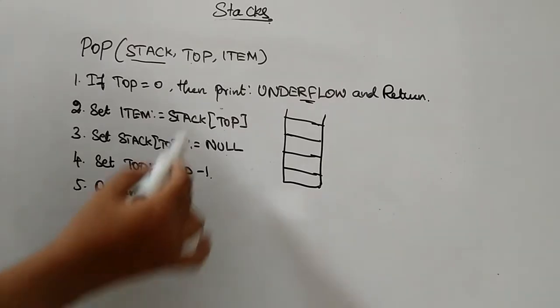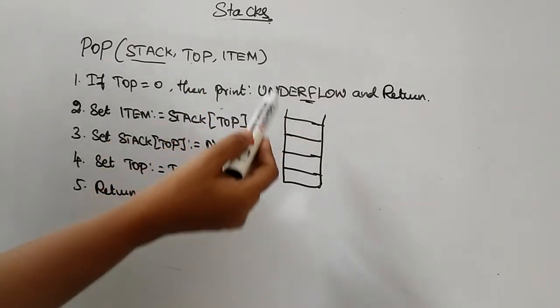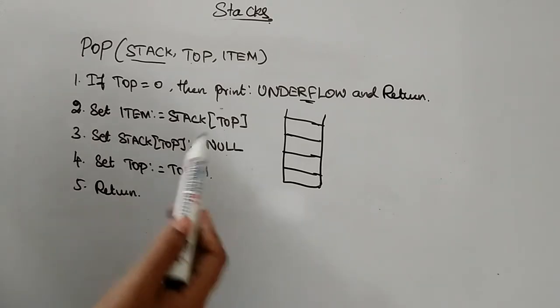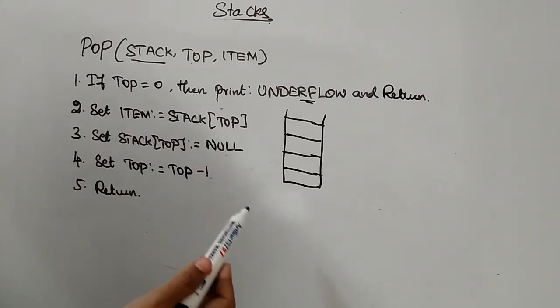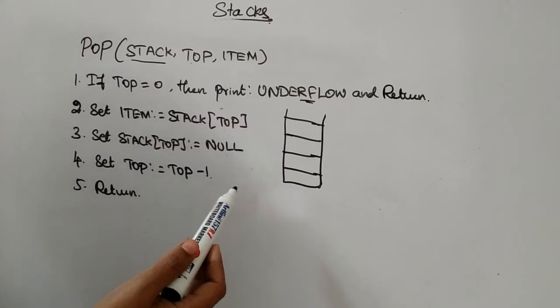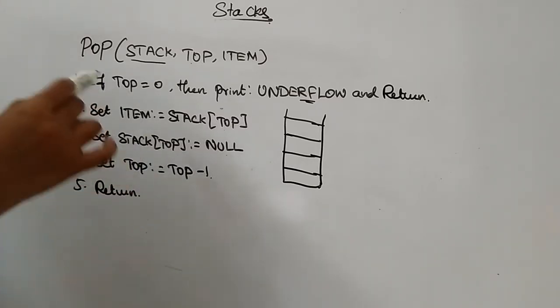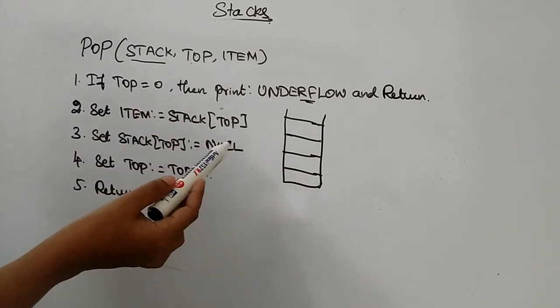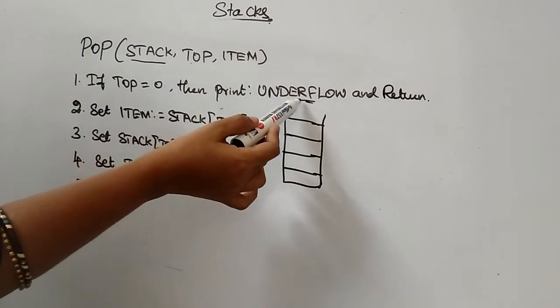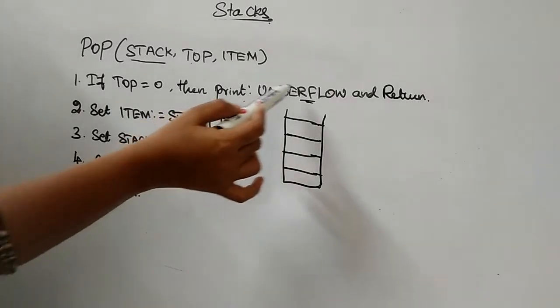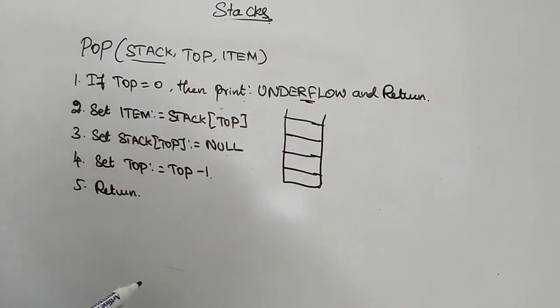Once it reaches the underflow condition, there is no necessity to do any further actions, because how can you pop out an element from the empty stack? So whenever the top value is equal to 0, we have to print the message underflow and return the control. That's why here it is print underflow and return.